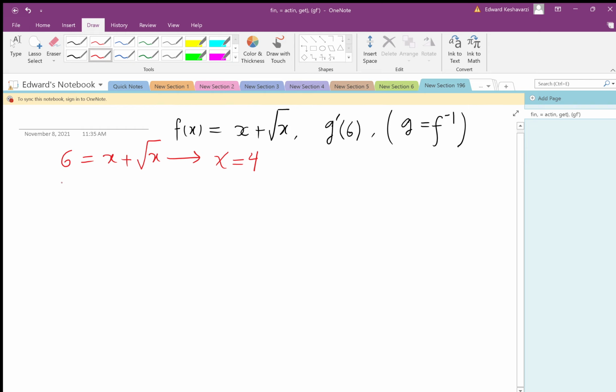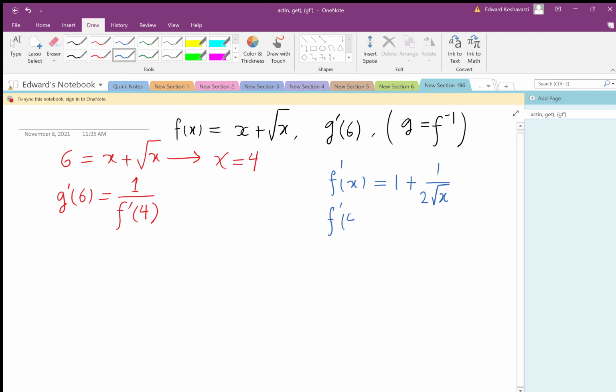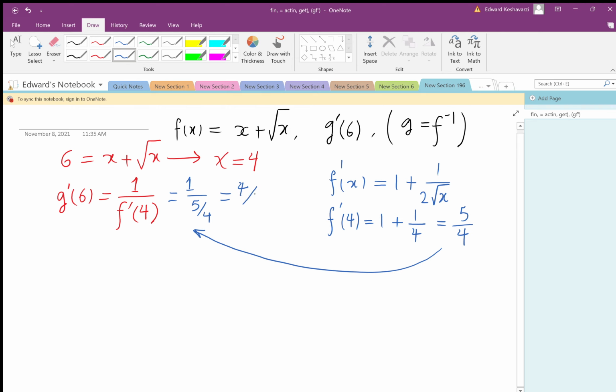So finally, g prime at 6 equals, according to the formula, 1 over f prime at 4. Now we shall take the derivative of f of x, which is 1 plus 1 over 2 square root of x. F prime at 4 equals 1 plus 1/4, which is 5 over 4. Put it back here. It's going to be 1 over 5 over 4, which is 4 over 5.